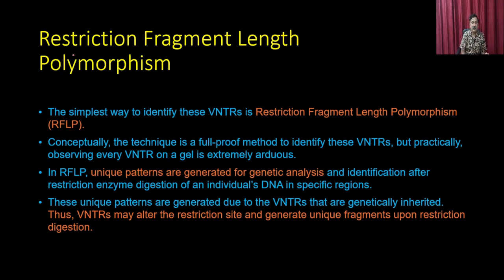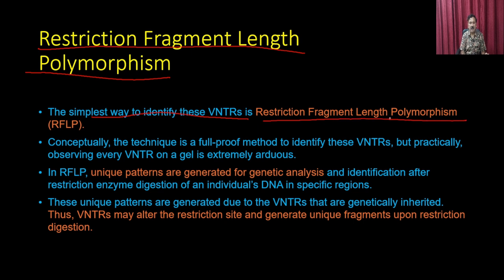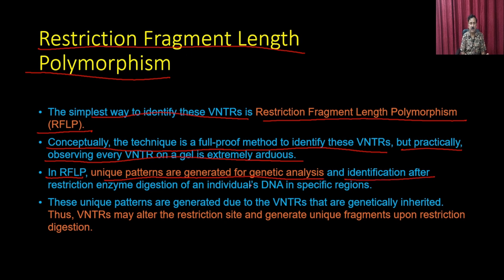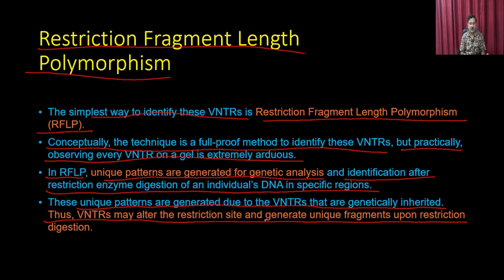So what is RFLP? RFLP is the technique which will allow you to identify the VNTRs. The simplest way to identify this VNTR is the restriction fragment length polymorphism, or RFLP. Conceptually, the technique is a foolproof method to identify these VNTRs. Practically, observing every VNTR in a gel is extremely difficult. So, in RFLP, unique patterns are generated for genetic analysis and identification after restriction enzyme digestion of an individual's DNA in a specific region. These unique patterns are generated due to the VNTRs that are genetically inherited. Thus, the VNTR may alter the restriction site and generate a unique pattern after restriction digestion.